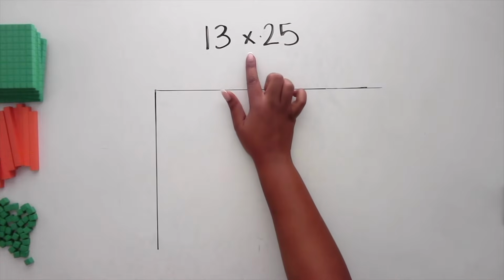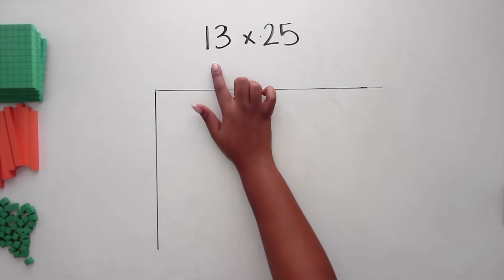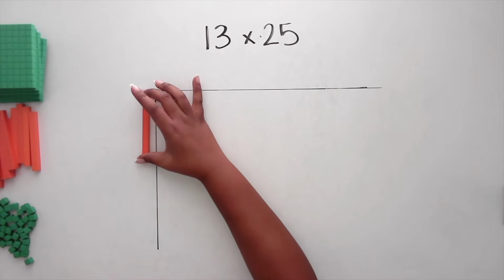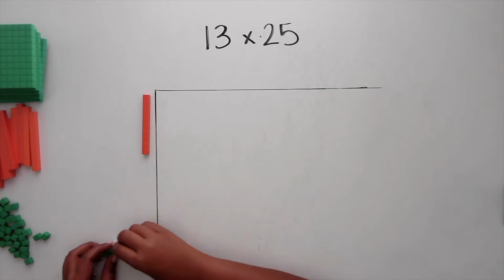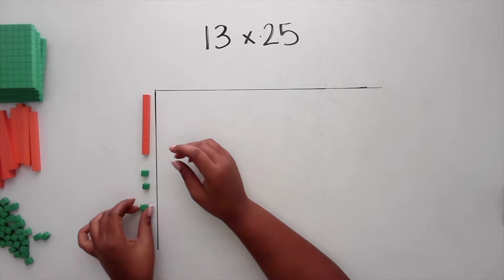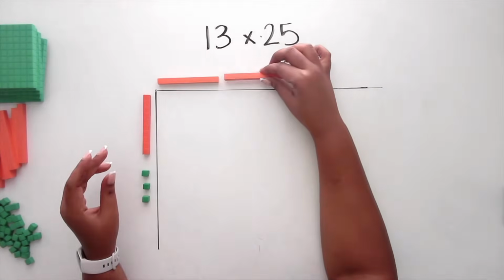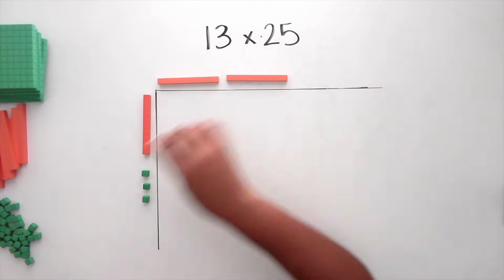For 13 times 25, I'll break apart 13 into 10 and 3, and 25 into 20 and 5.